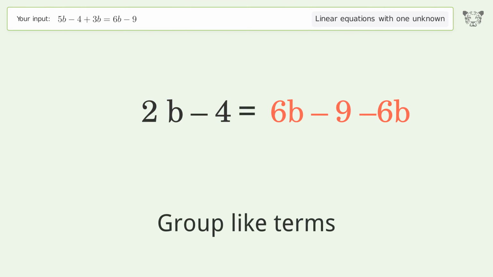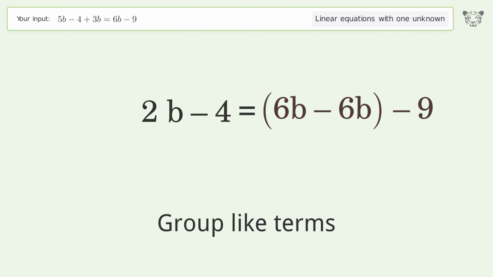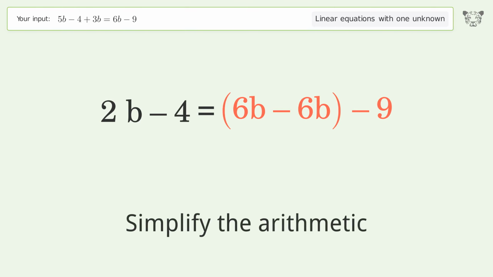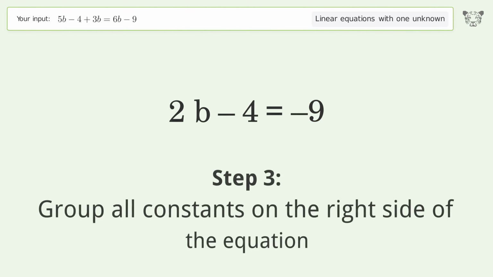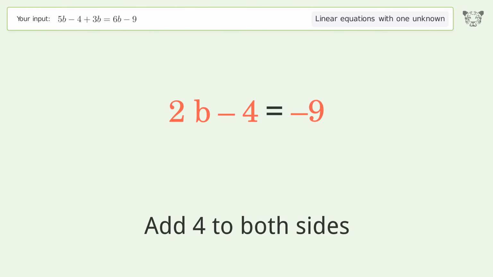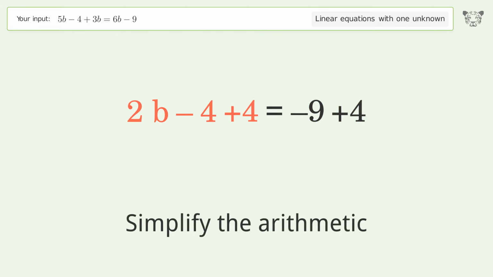Group like terms. Simplify the arithmetic. Group all constants on the right side of the equation. Add 4 to both sides. Simplify the arithmetic.